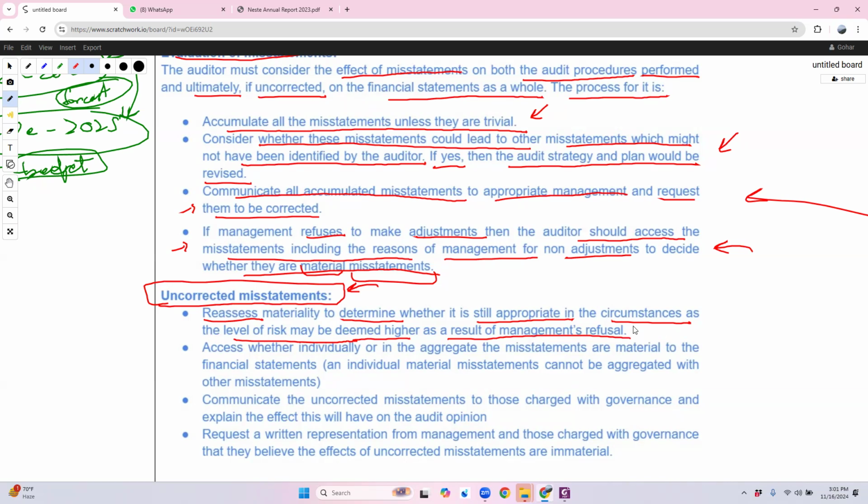If the management is refusing to make any kind of adjustments, this raises a doubt upon their integrity. This raises a doubt that there might be misstatements elsewhere and the management may be trying to hide it. So you might need to again assess whether I should lower my materiality or not. Because the lower the materiality, the higher the number of transactions would be tested. The higher the materiality, the lower the number of transactions would be tested.